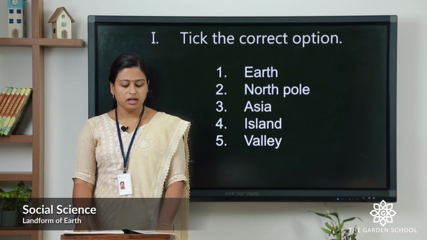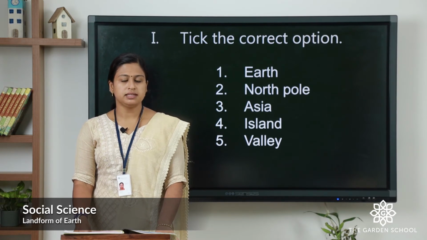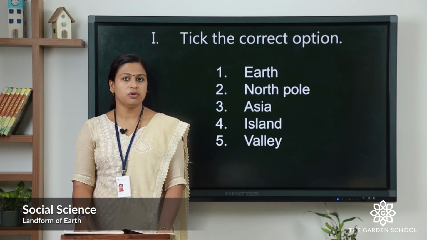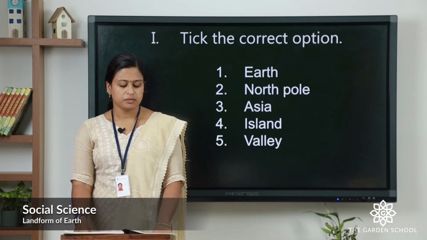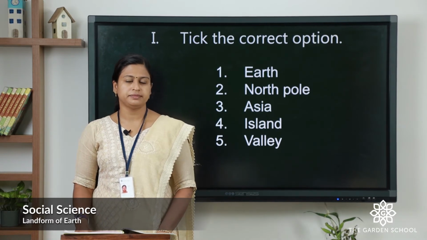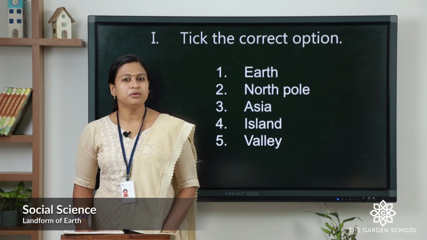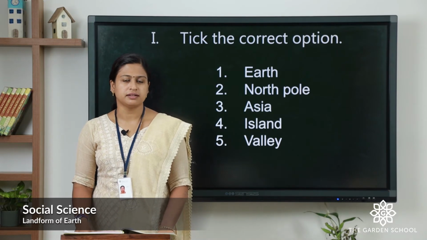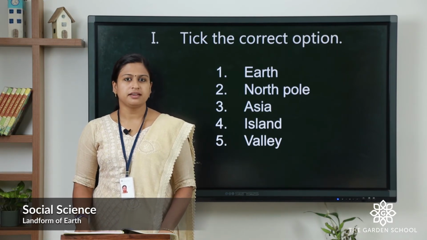Third, the Pacific Ocean is the largest ocean in the world. Fourth, North America is an ocean. Fifth, the Earth is also known as the blue planet. I hope you all have marked your answer. Now let's check it.